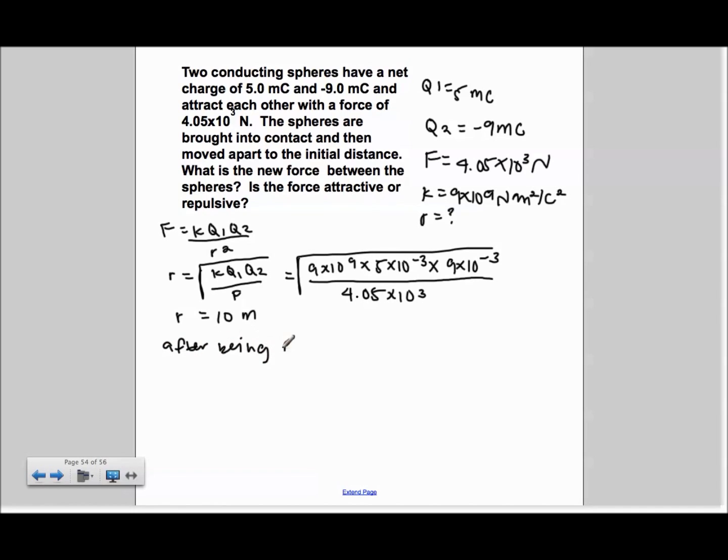Since the two spheres have been touched, we can say that Q1 is equal to Q2 is equal to Q total over 2. In order to find Q total, we do 5 plus negative 9, so we get that Q total equals negative 4 millicoulombs divided by 2. So it equals negative 2 millicoulombs. Now we use the original equation.